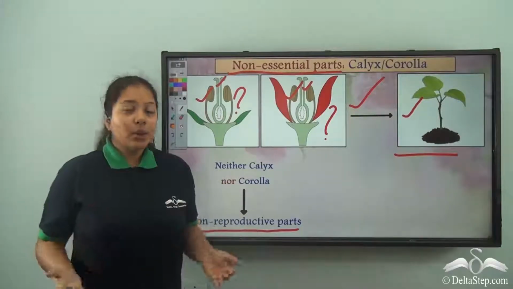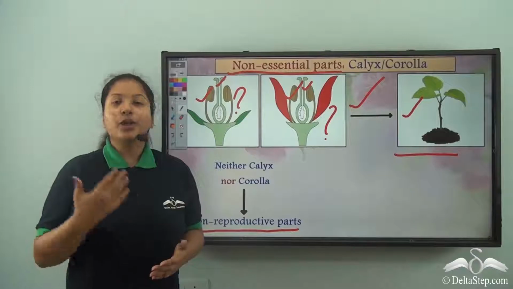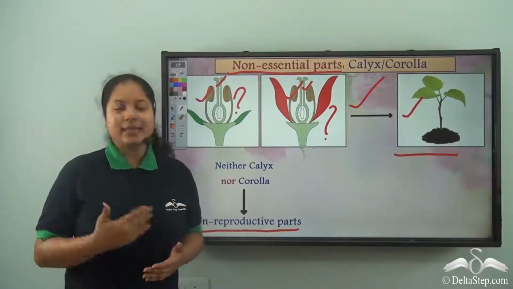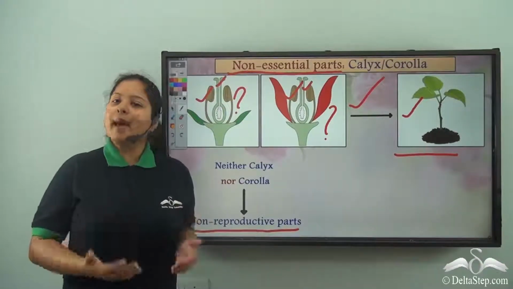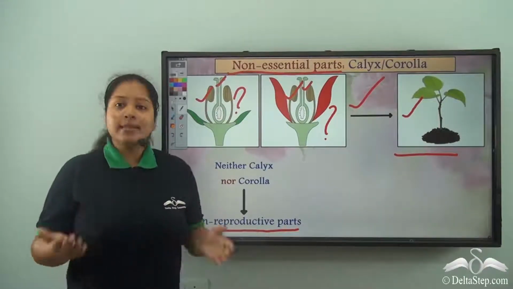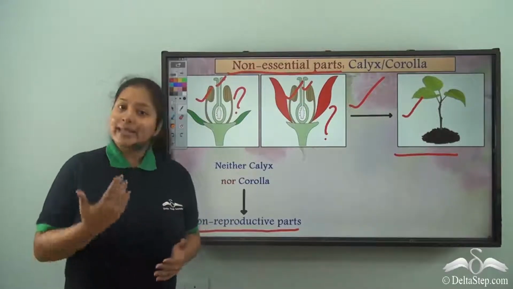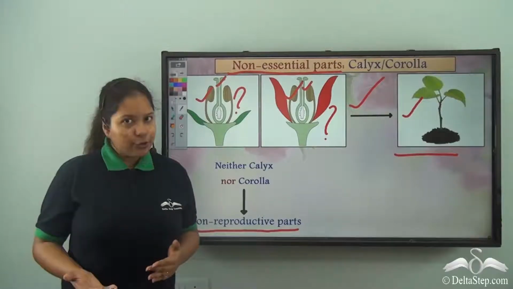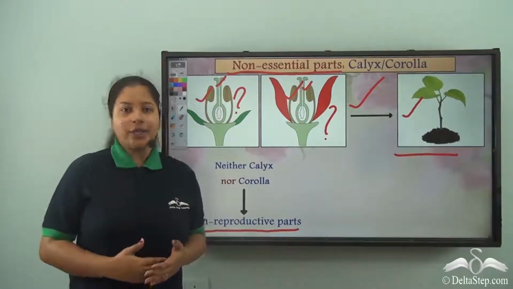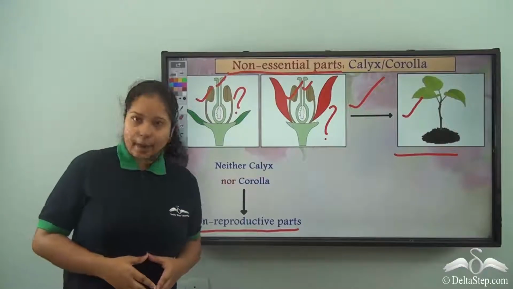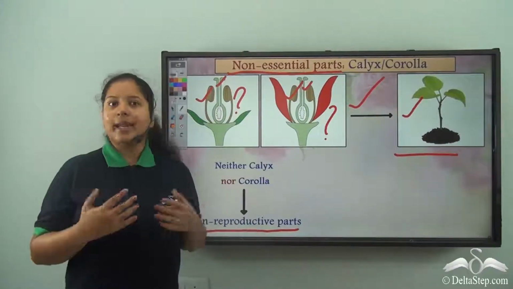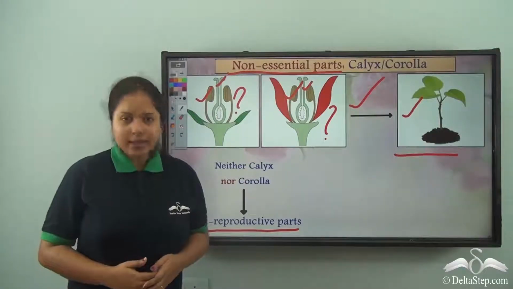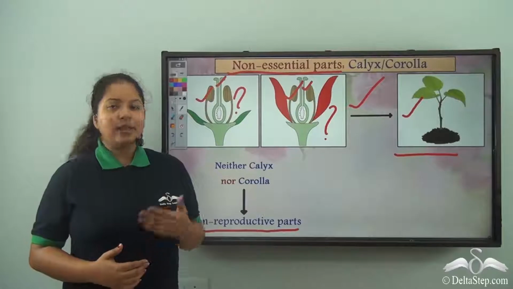So, my dear kid, now you have understood that a flower has 4 whorls: the calyx, corolla, androecium and gynoecium. And which are the essential parts? Well, the essential parts are the reproductive parts, that is androecium, the male reproductive part, and gynoecium, the female reproductive part, without which we cannot get new plants. And there are some non-essential parts, that is the calyx and the corolla.